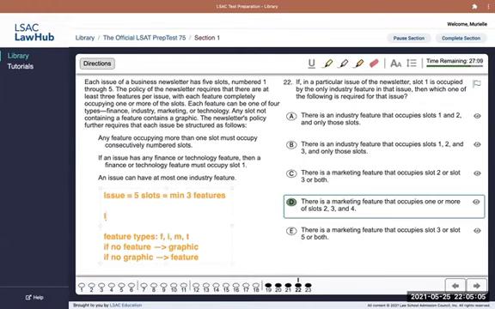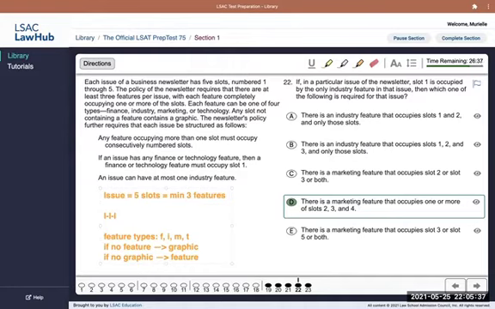Just because slot 1 is occupied by the only industry feature doesn't mean it's the only slot occupied by an industry feature. Okay, so it's only one industry feature, but that industry feature in slot 1 could continue all the way to slot 3, potentially. That would still be allowed. And then because we have industry in slot 1, we can't have finance or technology in this issue at all.